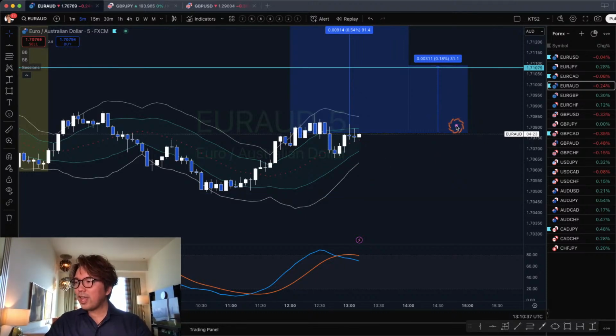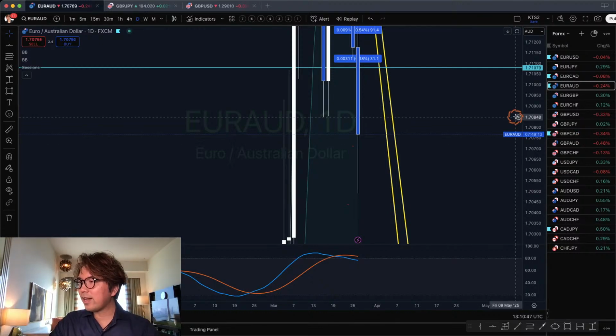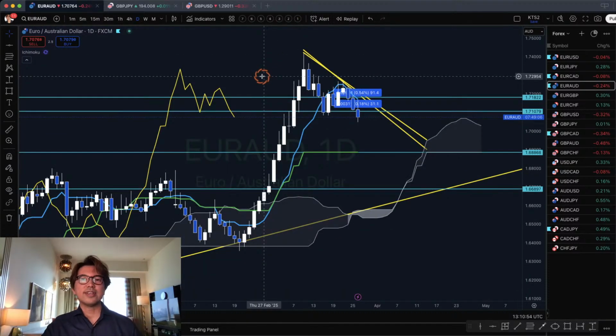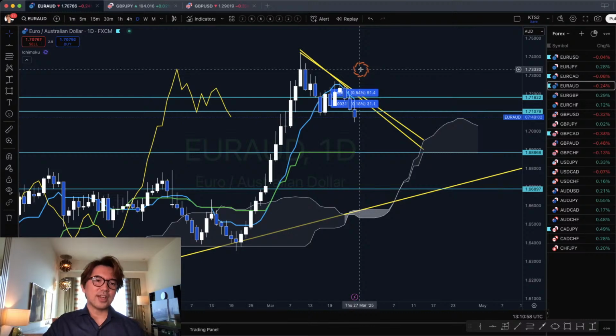So yeah, EURAUD was another example of a Kijun Sen retracement strategy. And I have selected also Euro CAD, Pound CAD, and CAD JPY, which are similar cases. So you can study the market situation on your own based on what I mentioned today, and be able to enter trades in this way.